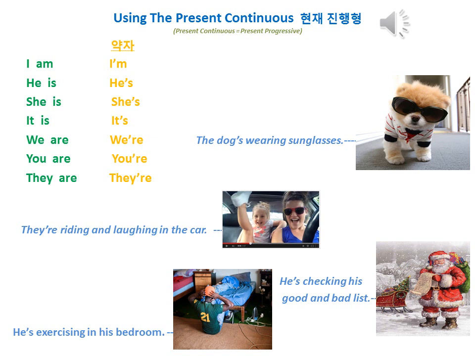Again, using the present continuous, 현재 진행형, okay? I am, 약자, I'm. He is, 약자, he's, not his, he's. 다시, he is, 약자, he's. 다음에, she is, 약자, she's. Okay? It is. 약자, it's. Okay? 다음에, we are. We are. 약자, we're. Weird. Okay? We are. 약자, we're. Okay? You are. 약자, you're. Okay? They are. 약자, they're. They are. 약자, they're.